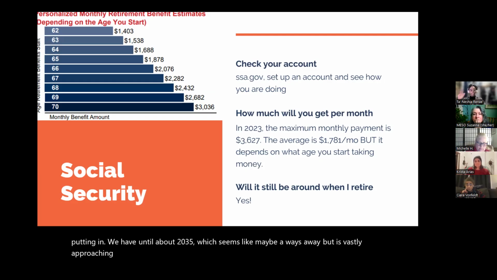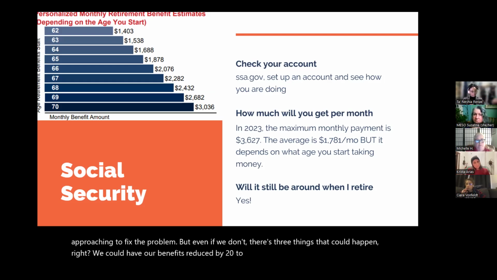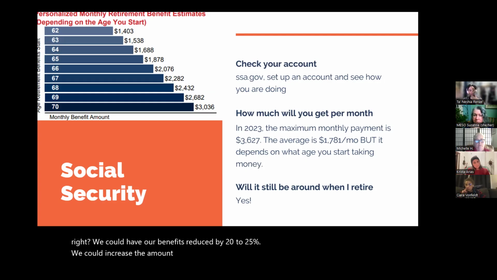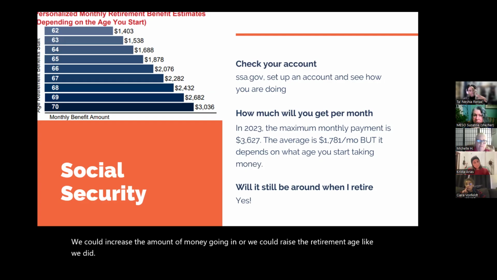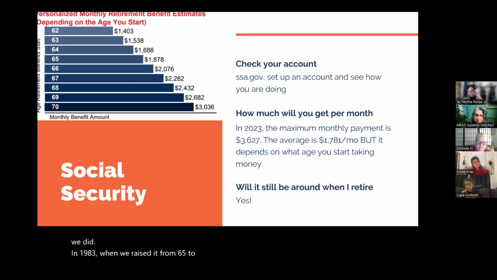But even if we don't, there's three things that could happen, right? We could have our benefits reduced by 20 to 25%. We could increase the amount of money going in, or we could raise the retirement age like we did in 1983, when we raised it from 65 to 67 for anyone born after 1960.